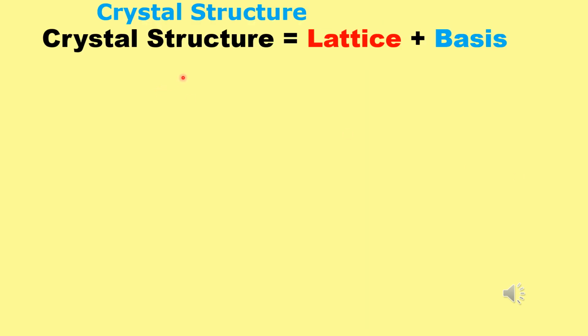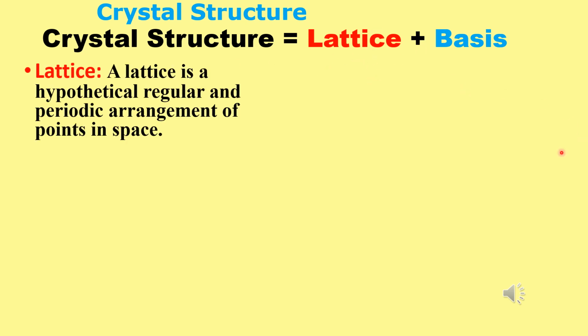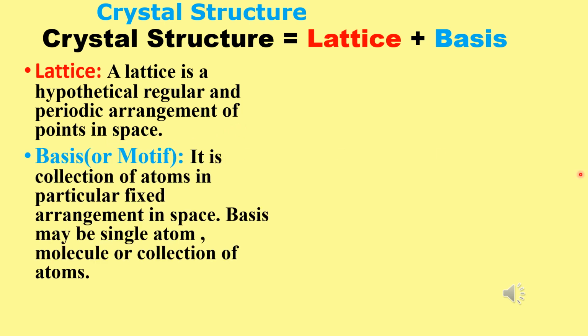So let me explain the crystal structure. Crystal structure is basically defined as lattice plus basis. It is a combination of these two. And what is a lattice? It is an imaginary or hypothetical regular and periodic arrangement of points in space, whereas a basis is a collection of atoms or molecules which can be fit on these lattice points.